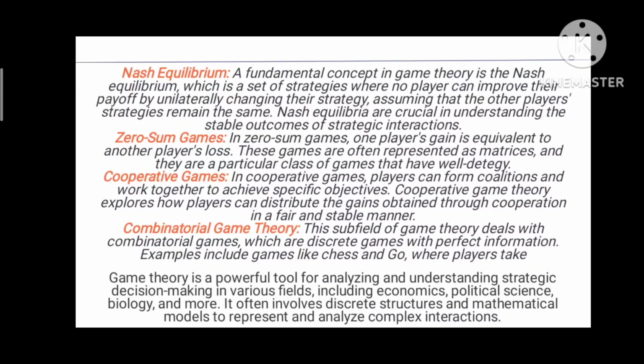Then let's get to combinatorial game theory. This subfield of game theory deals with combinatorial games, which are distinct games with perfect information. Examples include games like chess and Go.